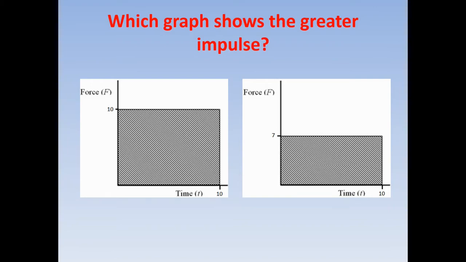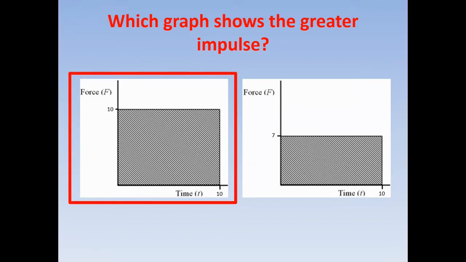Now, what about these two? If we look at the graph on the left and the graph on the right, they both have an impulse time of 10 seconds. But the graph on the right has a force of 7 newtons, while the one on the left has a force of 10 newtons. That would mean that the graph on the left has a greater impulse.